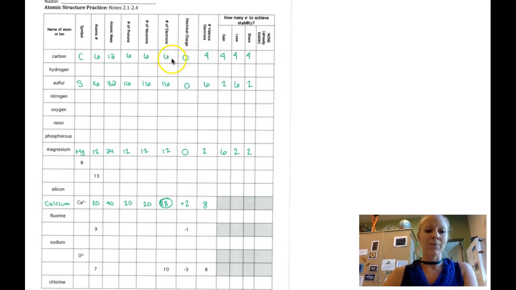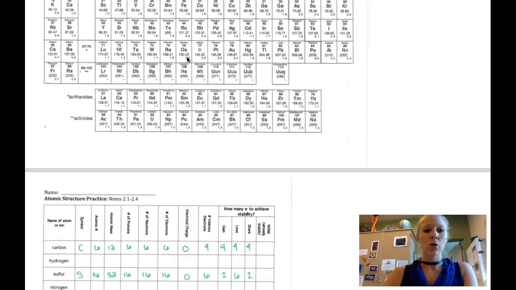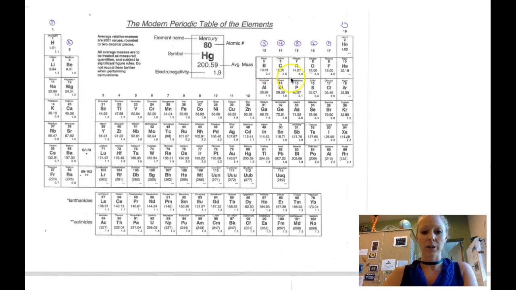That's because you're going to have the same number of electrons, negatively charged particles, as you do protons, the positively charged subatomic particles. So if you have an equal number of positive and negative particles, then you're going to have an electrically neutral atom. So let's look at sulfur here.